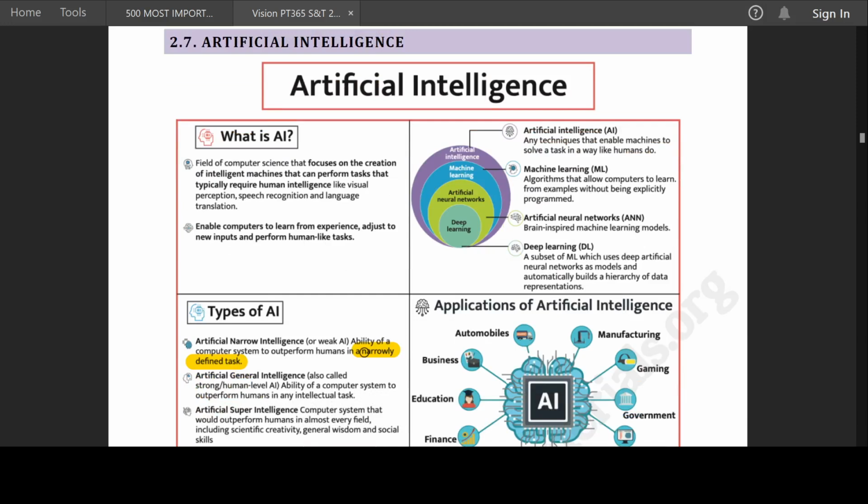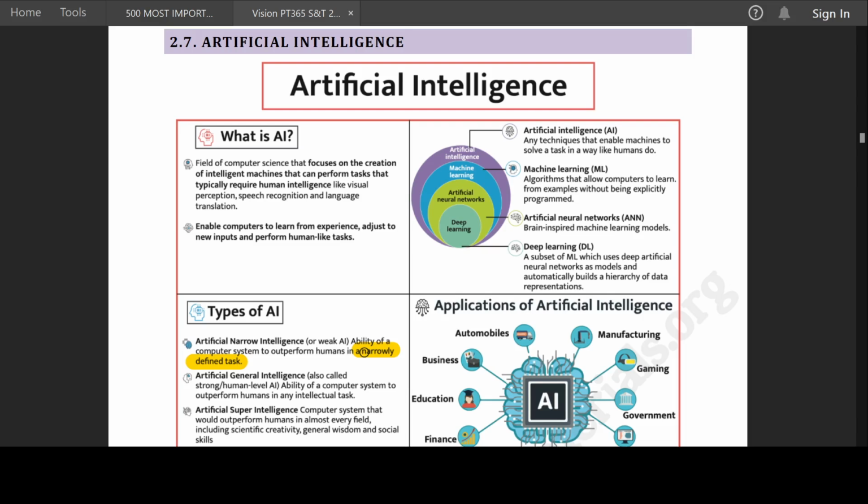Artificial intelligence. There is a lot of discussion going on about AI. AI is completely boosting the market. So the definition and different types could be asked. Okay. What is AI? It is a field of computer science that focuses on the creation of intelligent machines that can perform tasks that typically require human intelligence like visual perception, speech recognition, and language translation. It enables computers to learn from experience, adjust to new inputs, and perform human-like tasks.